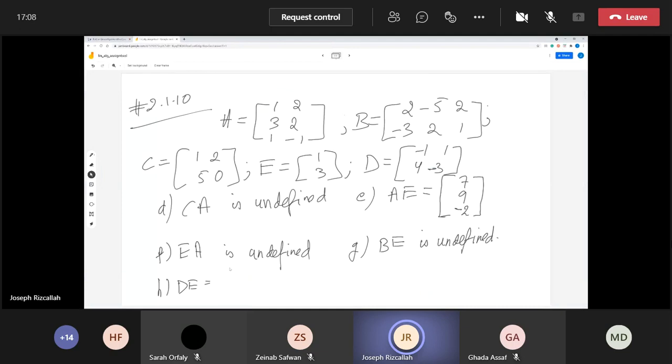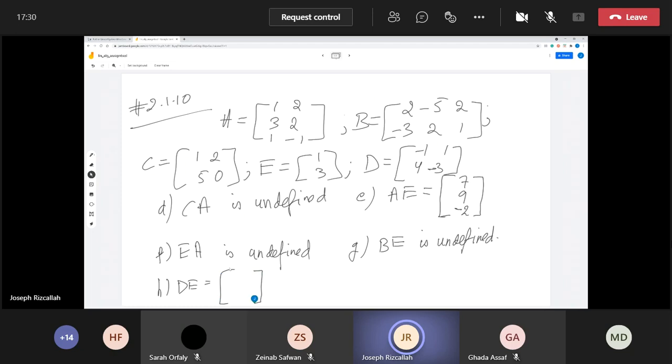Right. Okay. So let's do it. So is it possible first, D times E? Where is E? E is here. We have 2 columns in D and we have 2 rows in E, so it is possible. The result is going to be 2 by 1, right? So I need to prepare a vector like this.